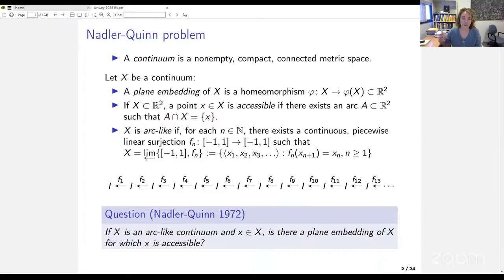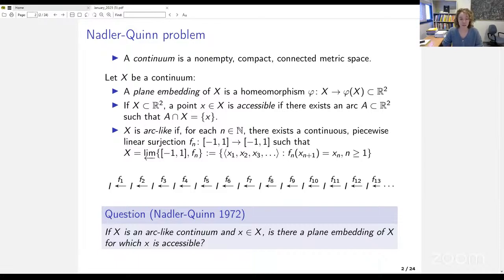So for some quick review, by a continuum, we mean a non-empty, compact, connected metric space. And if we have a continuum, we say it can be embedded in the plane if there exists some homeomorphic continuum, which is a subspace of the plane. It is known that every arc-like continuum can be embedded in the plane. If you have a plane continuum, we say a point is accessible if there exists an arc, which is in the plane, which only intersects the continuum at that point. By an arc, we just mean a space which is homeomorphic to the unit interval.